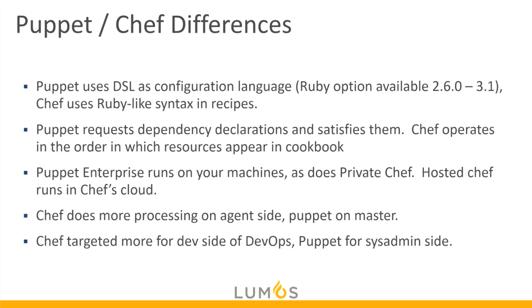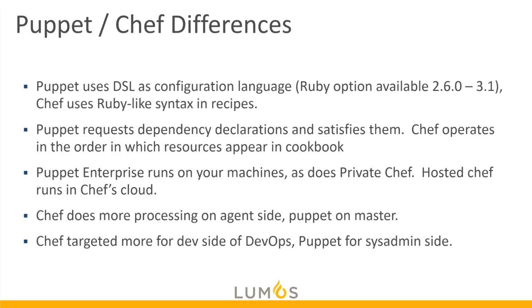Puppet Enterprise runs on your machines, as does the private Chef. Hosted Chef can be a cloud-based or SaaS-based solution, right? Software as a service. Chef does more processing on the agent side. Puppet does more processing on the Puppet master or server side.